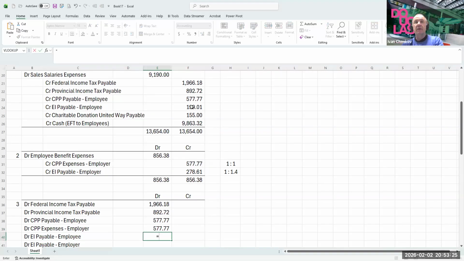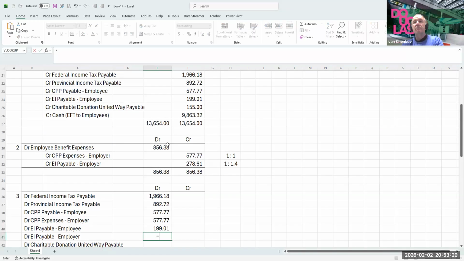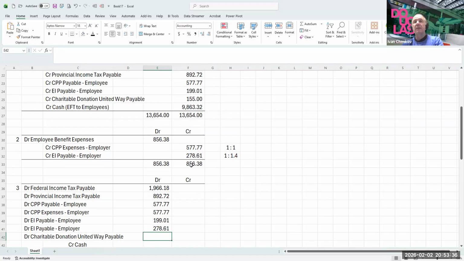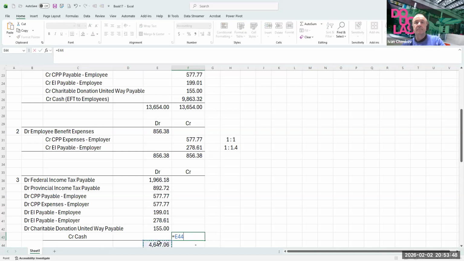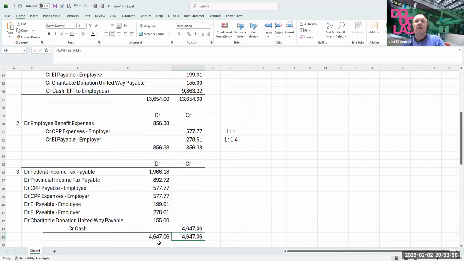Then we're gonna pay for the employment insurance that we took from the employee. Then we pay the employer portion of the employment insurance, which is employer benefits. And the last thing left is to pay the charitable donation which we took from the employee. And we're gonna pay everything with cash. And we're done.